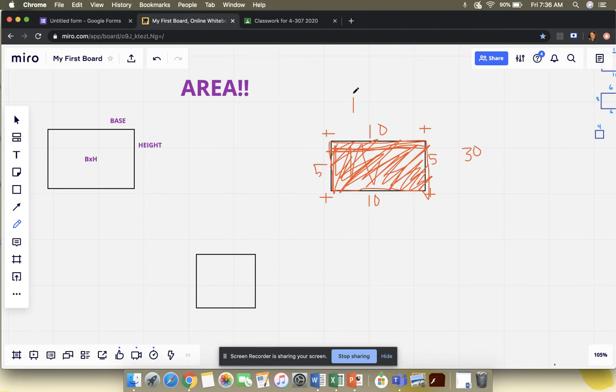So remember, this is perimeter. The perimeter is adding. It's adding all of the outside together. The area is multiplying. Ta-da! You just multiply base, which is this part, times height. So the long by the tall. All right, base times height, the long by the tall.